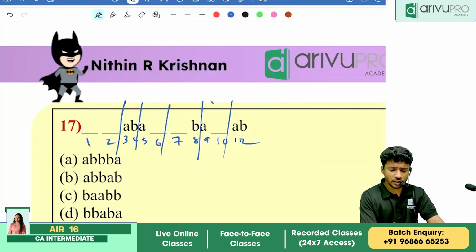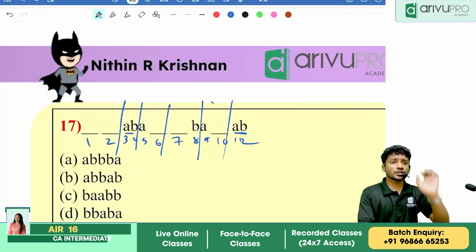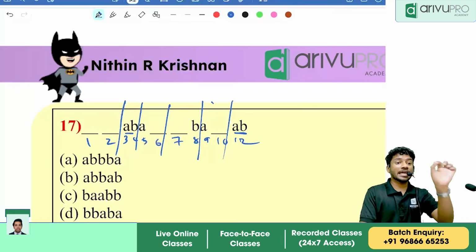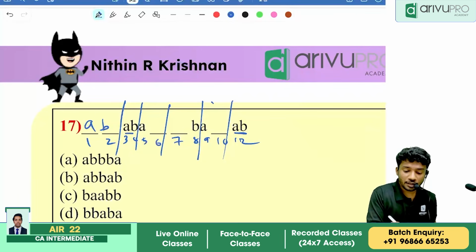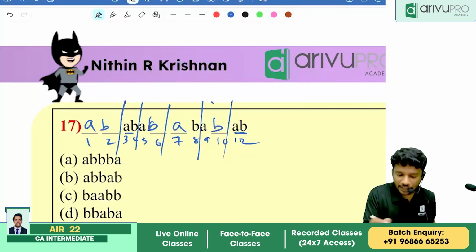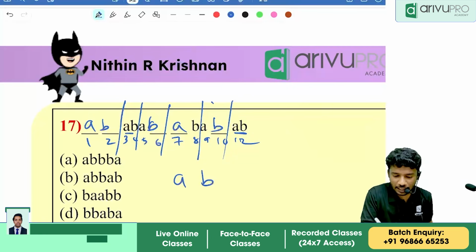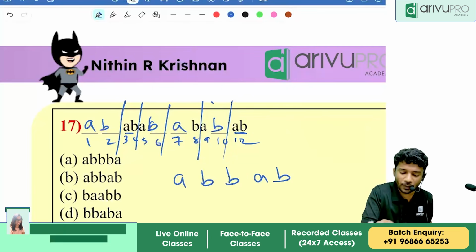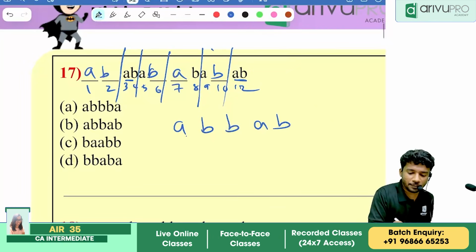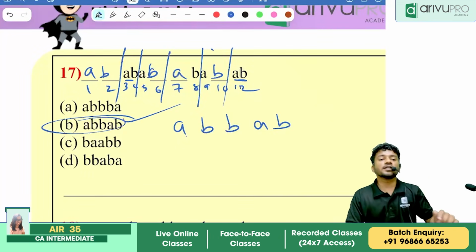Correct? Now look here, the AB, AB. So what is the repeating pattern? AB, AB, AB, AB, AB, AB. So what is the filled letter? AB, B, AB. So what is the answer? Option B is your answer.